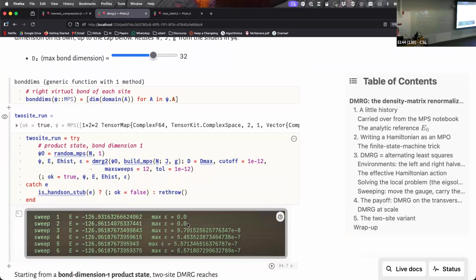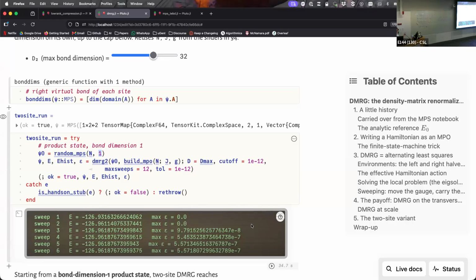I will give you a little bit of a hint. I've started from a random state with bond dimension 1. So I'm starting from a product state. I've set my maximal dimension to be 32. So then what happens in the first sweep is I do a two-site update, and what is the maximal dimension that this can grow to? It is 2 at the edges.